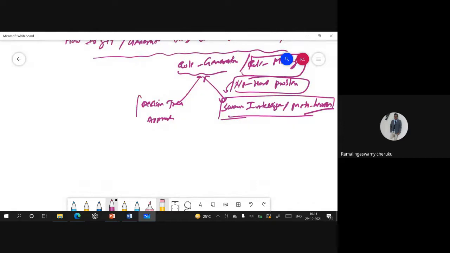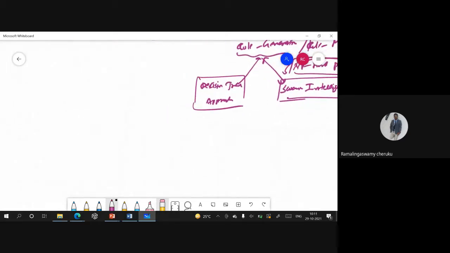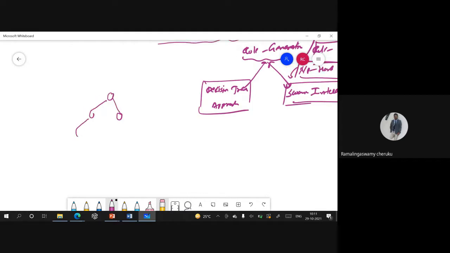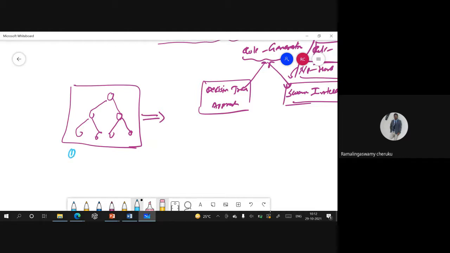Right. So first we will discuss the decision tree based approaches for rule generation. In the decision tree based approaches, we are trying to constitute a decision tree, a tree-like data structure. From this tree, you can generate the rules. So what are the typical properties of this tree? The leaf nodes are classes and the internal nodes are the features.